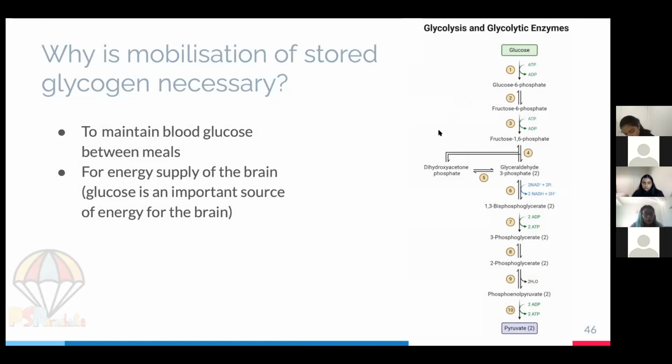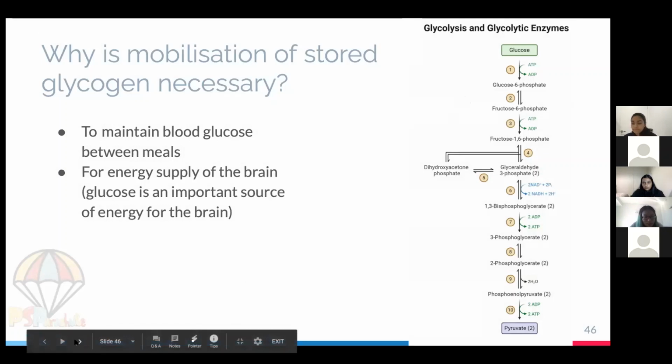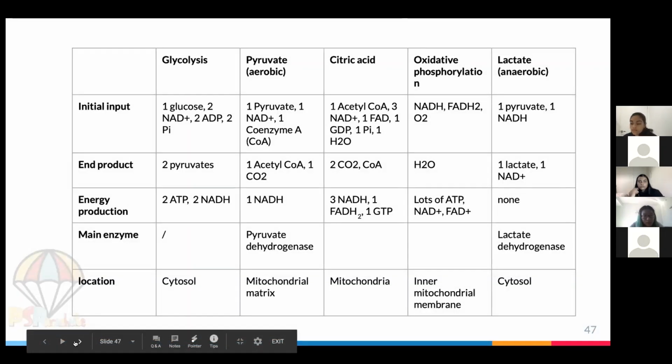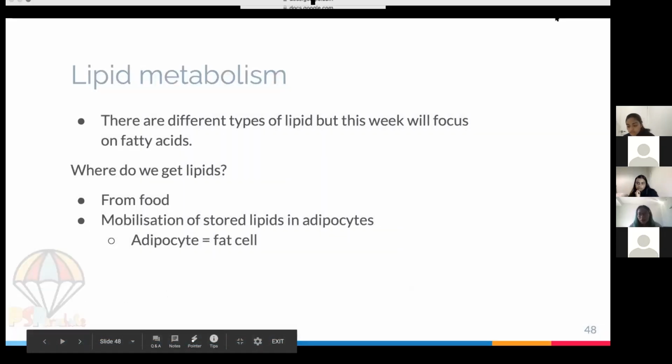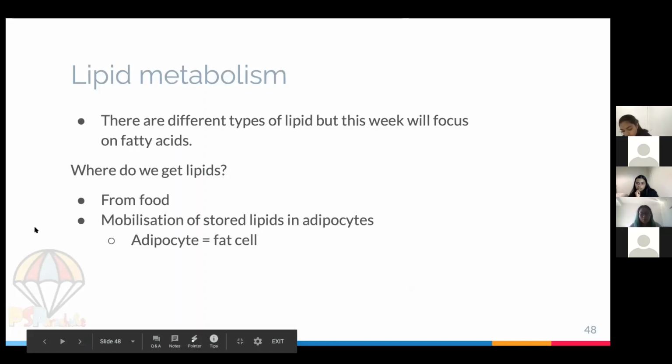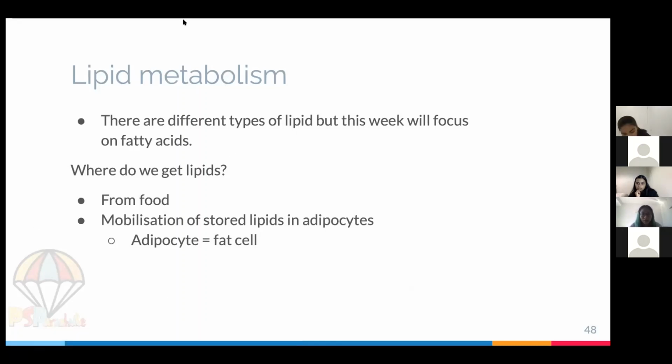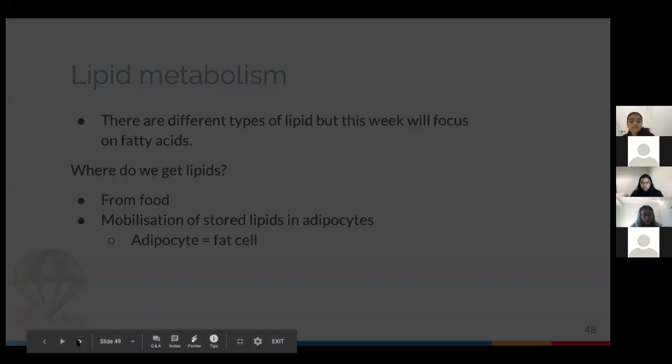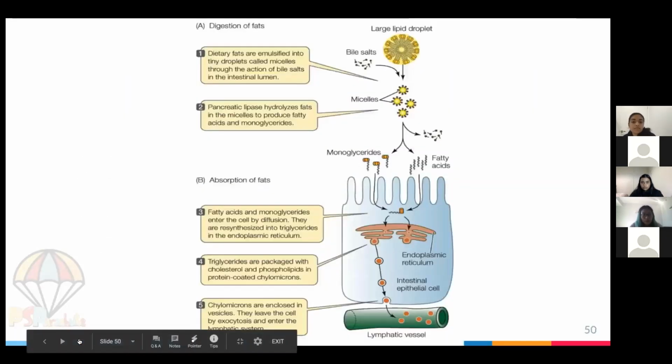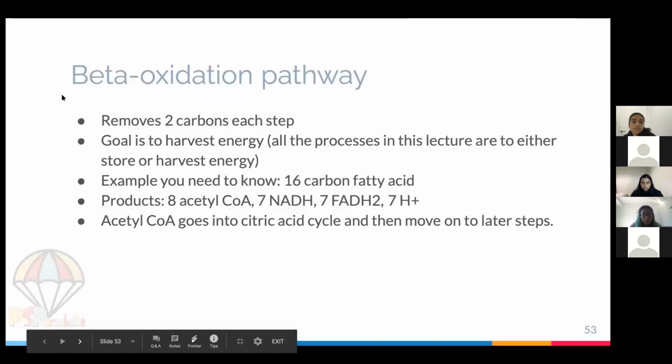I touched on why the mobilization of stored glycogen is necessary. So that's everything from glucose metabolism, and we'll move on to lipid metabolism. We'll just touch on this for a little bit because you will have a more detailed lecture next week. This week, the most important thing to cover is pretty much just the beta oxidation pathway.